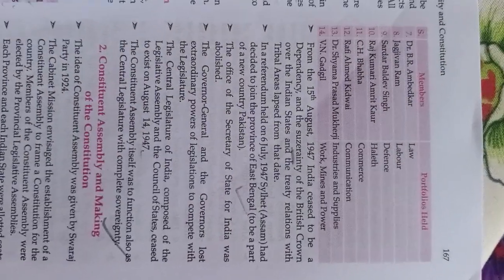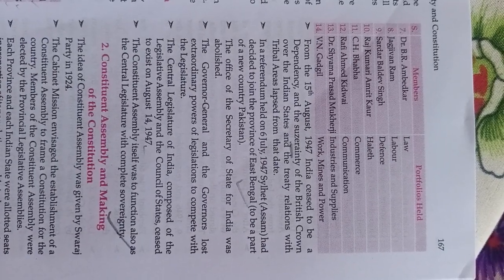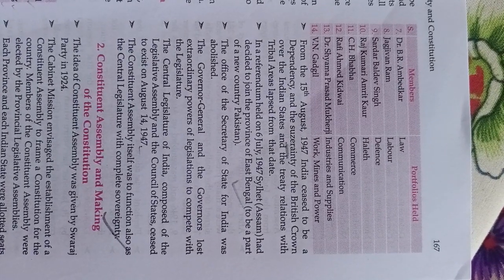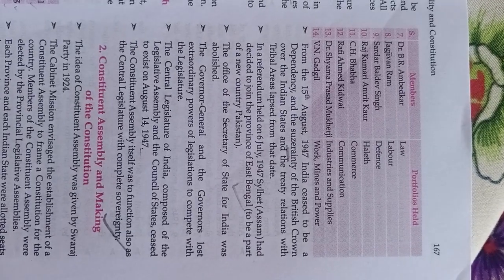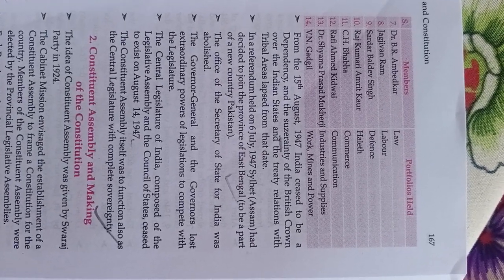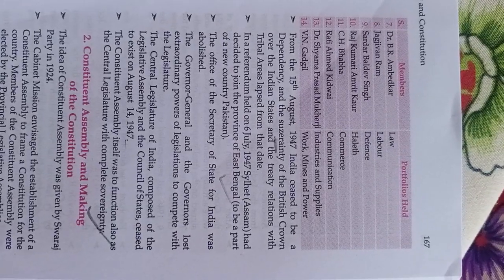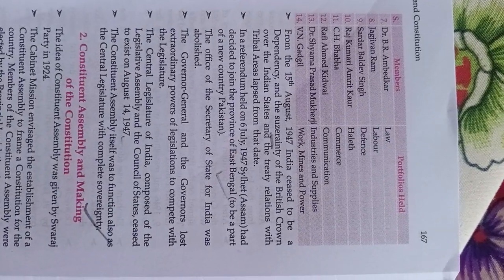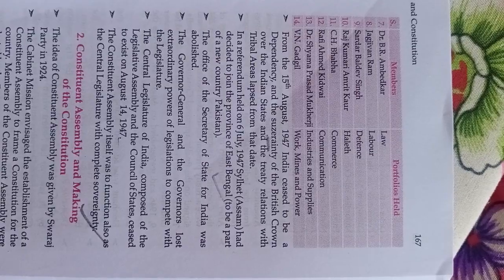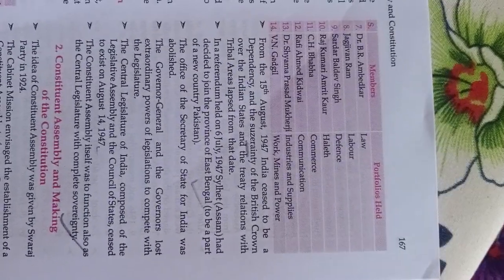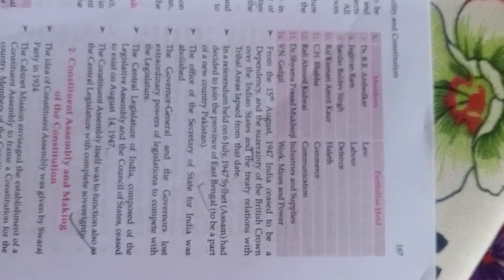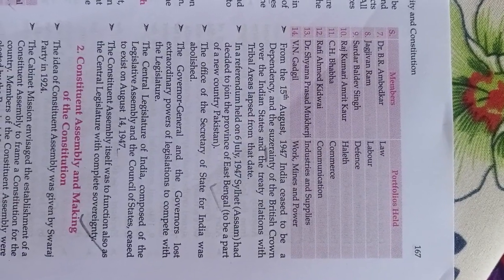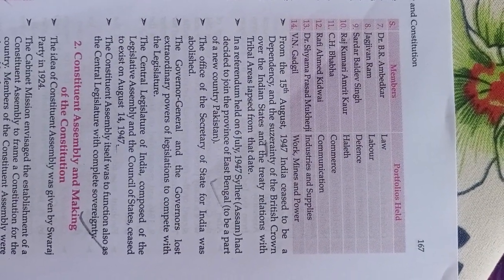From the 15th August 1947, India ceased to be a dependency, and the suzerainty of the British Crown over the Indian states and the treaty relation with the tribal areas lapsed from that day. In a referendum held on 6 July 1947, Sylhet, Assam had decided to join the province of East Bengal to be a part of the new country Pakistan. The office of the Secretary of State for India was abolished. The Governor General and the governors lost extraordinary powers of legislation to compete with the legislature.